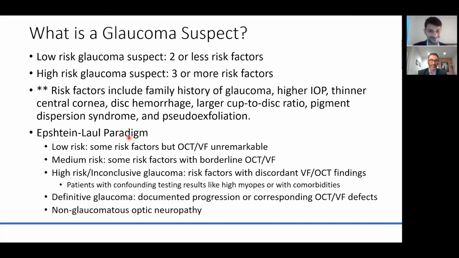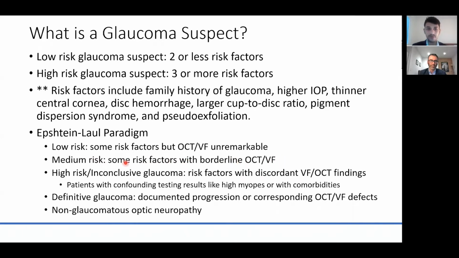Who knows? And the way we like to think about these patients that come to us and need glaucoma evaluations, or who we deem need a glaucoma evaluation just because we've been the first person that sees them, is we have low-risk patients. So these are patients that have some risks, but their OCT and visual field is unremarkable. So these are patients with physiological cupping, or maybe their pressure is a little bit high. Then we have patients that are medium risk. So these are patients with some risk factors and borderline OCT and visual field findings.